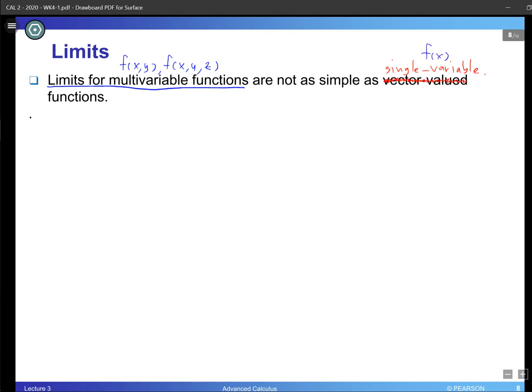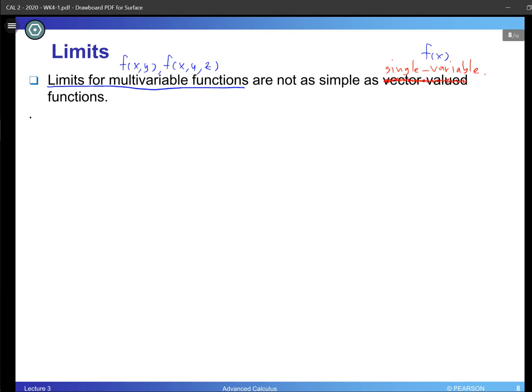As I told you, limits for multi are quite similar to the limits for the single, but they turn out to be a little bit more difficult and trickier when it comes to finding the limit values and to prove the existence of the limits. In order for you to really understand the concept of the limits for multivariable functions, it's important that you fully understand the definition of the limits for single variable function.